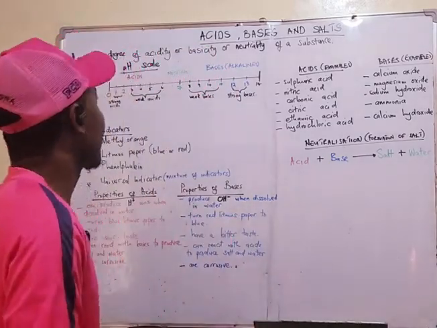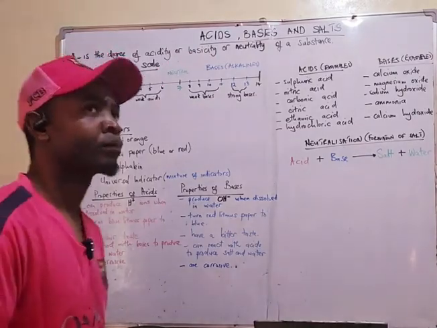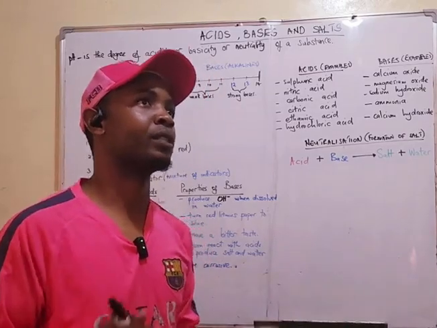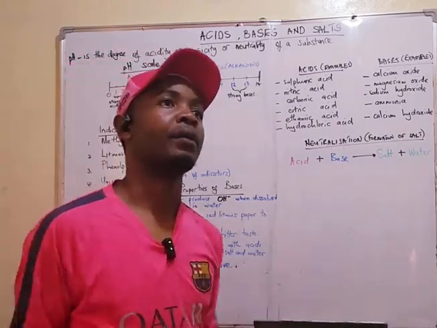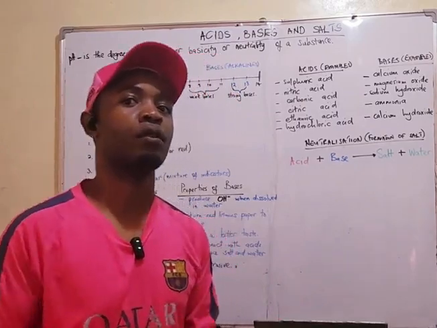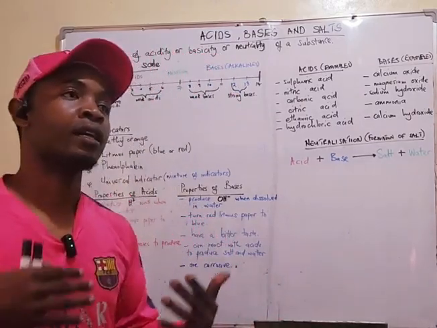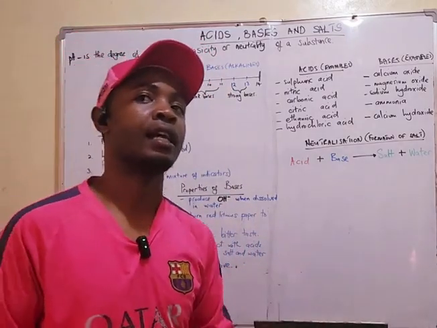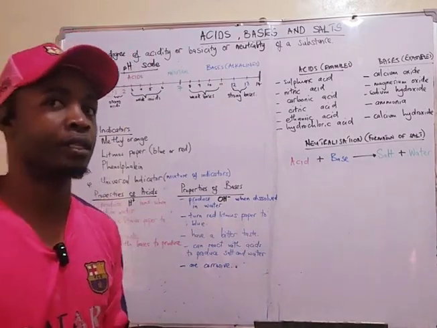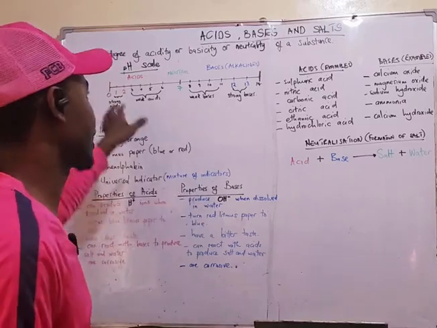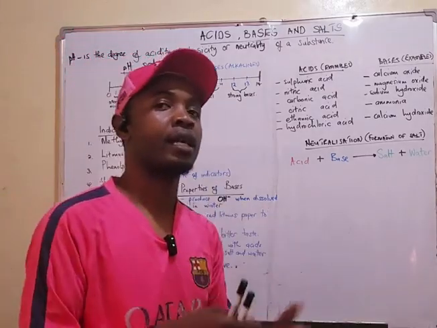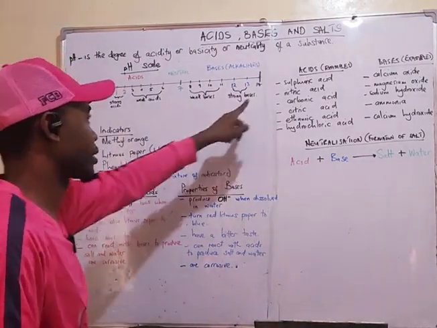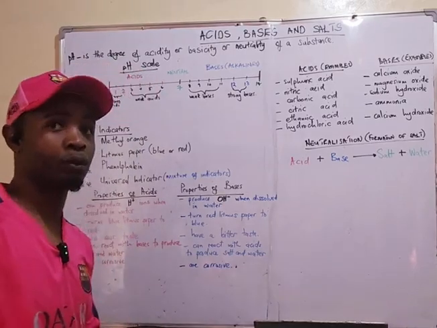So by pH, we can take any substance and put it in what we call a solution. When it is in solution form, we can identify the behavior of the substance and see if it is an acid, a base, or a neutral substance. The pH has what we call a scale, known as the pH scale, and the pH scale ranges from 0 to 14.